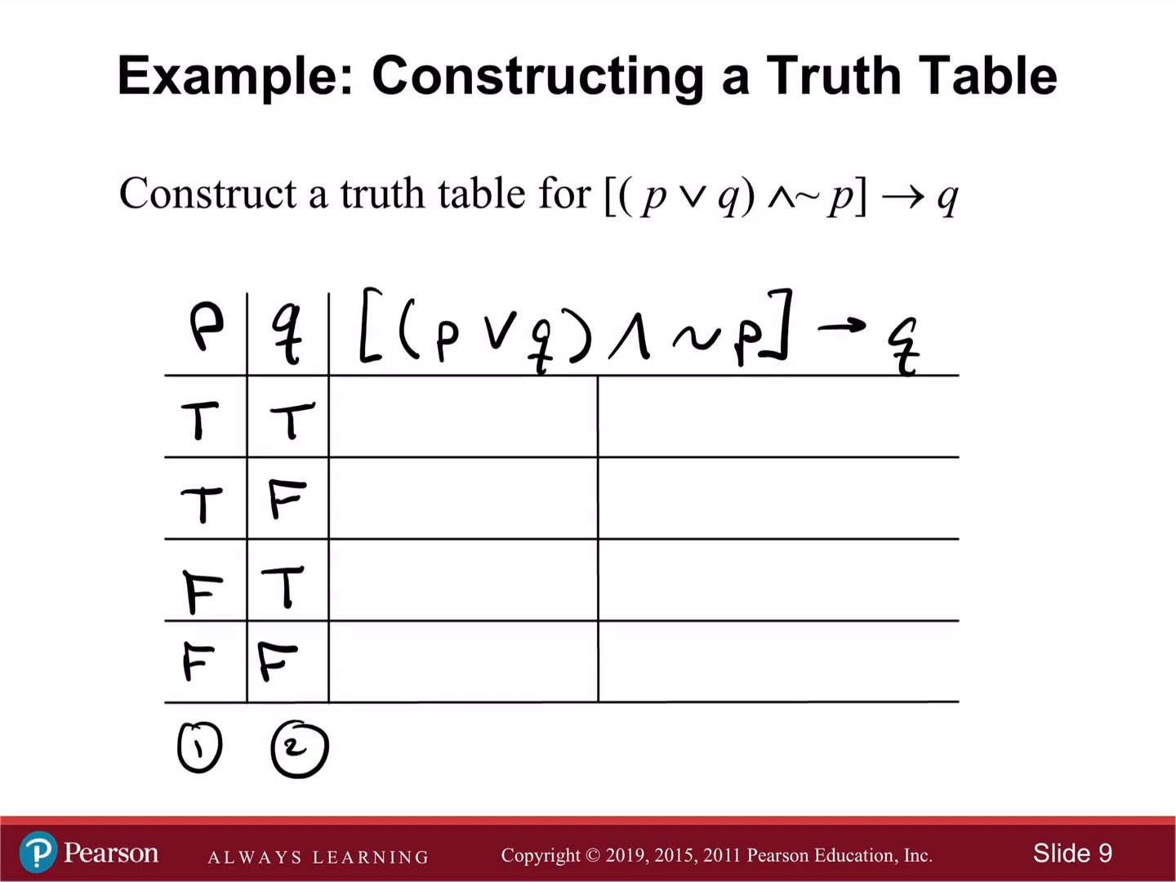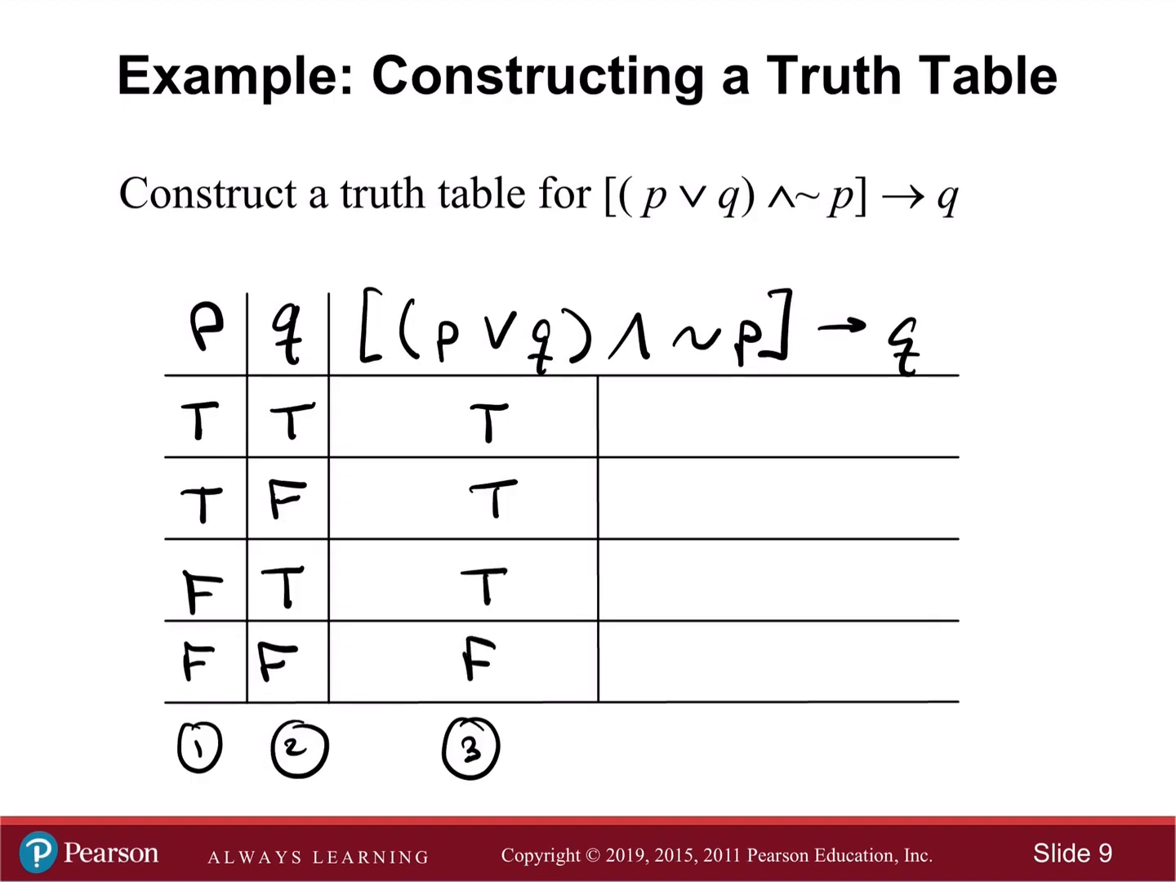Okay, so we're going to let P or Q be our column 3, our next column. So then OR is true. This is inclusive OR. So that means either P is true or Q is true, or they're both true. So when at least one of them is true. Is at least one true? Yes. Is at least one true? Yes, yes, and then no.